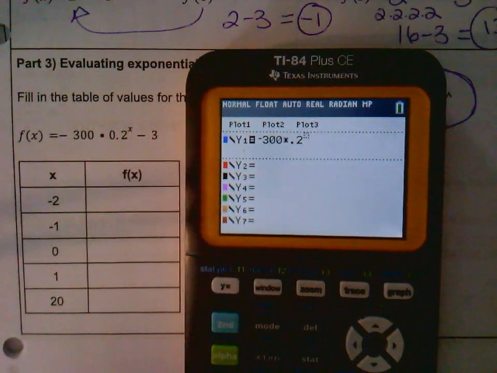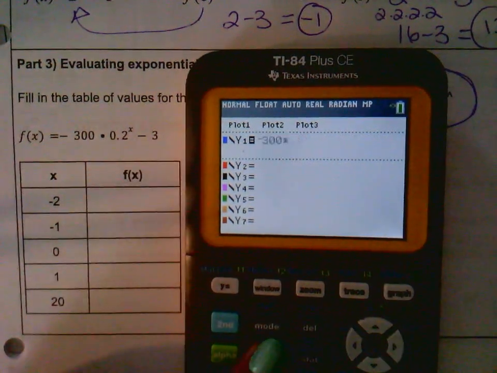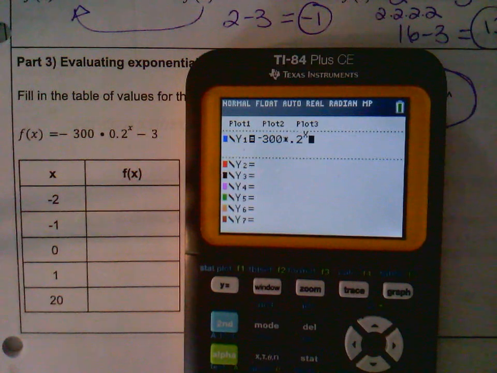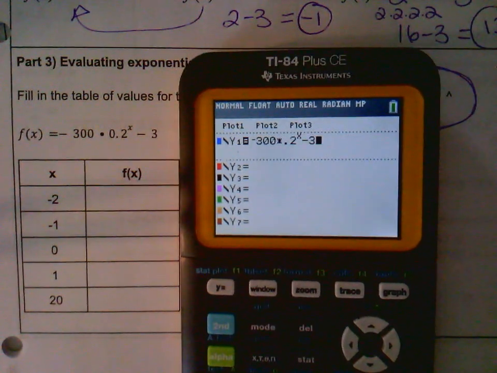Caret symbol to raise it up into the exponent, raise to the x, arrow over, and I need to do a -3. So that's the, we're trying to use the table. That's the negative symbol, this is the coefficient. That's the minus symbol. And did everybody get it to show up in the exponent?